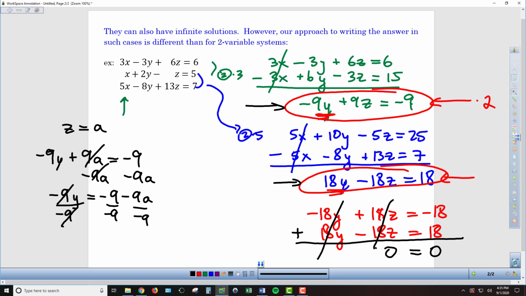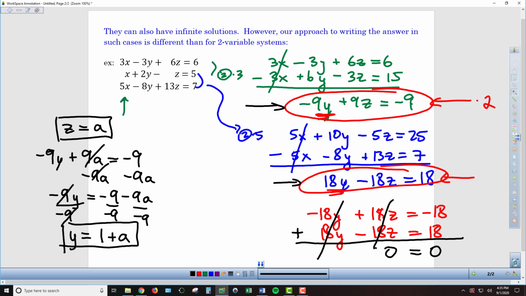So I've got y equals, now negative 9 divided by negative 9 is just 1, and then negative 9a divided by negative 9 is going to be positive a. So when z is a, what this is telling us is y is 1 bigger than that. So if z is 5, that means y is going to be 5 plus 1, it's going to be 6. If z is negative 8, y is going to be negative 8 plus 1, so negative 7. So this is just telling us the relationship between the numbers that are going to take the place of z, the numbers that are going to replace the y, and now we need to figure out what the x is going to be.